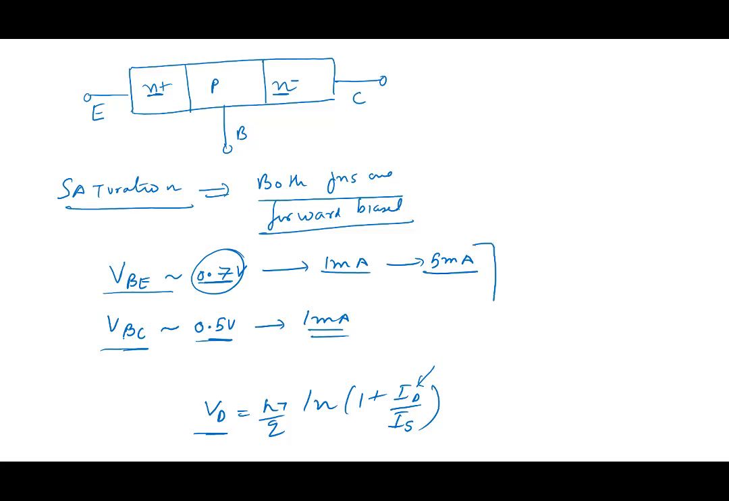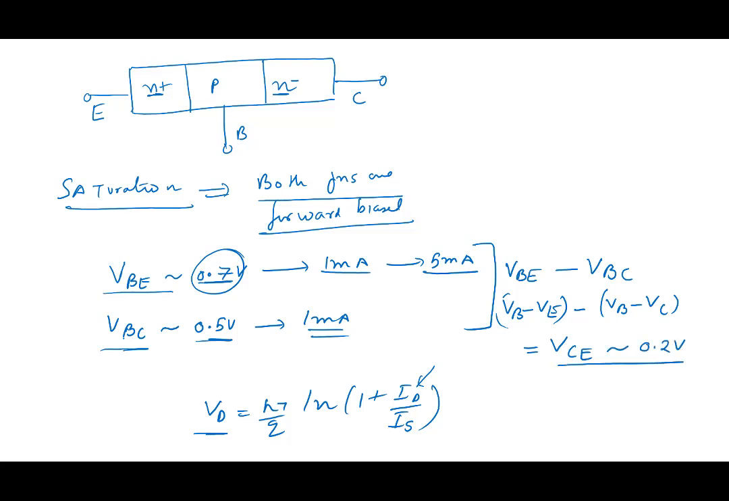So if I take these numbers, note that VBE minus VBC will be what? When I write VBE, what do I mean by that? VB minus VE, right? And this we write as VB minus VC. So this is equal to VCE. And what are we saying? VCE is about 0.2 volt.